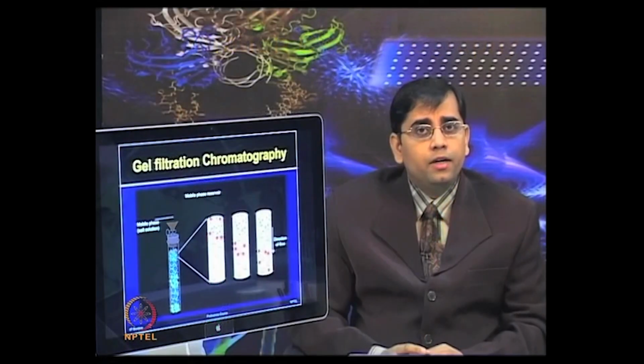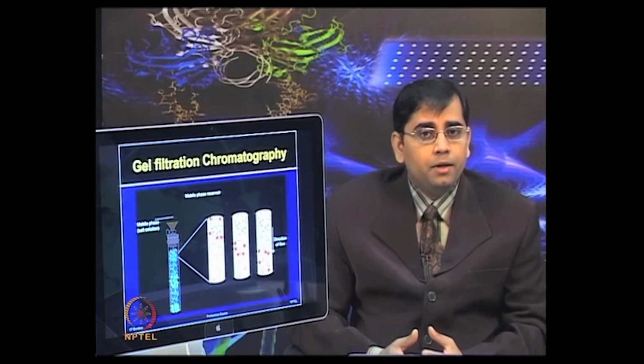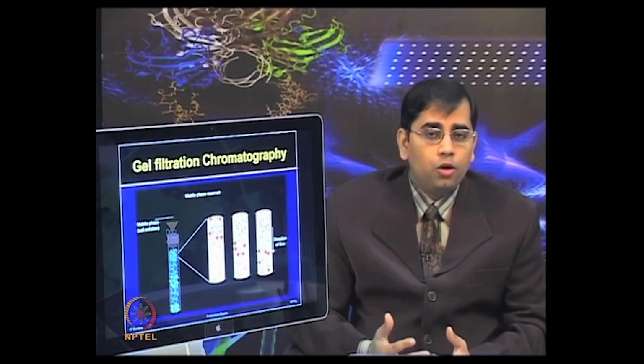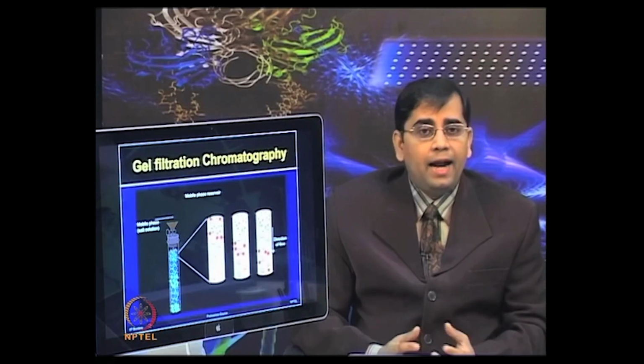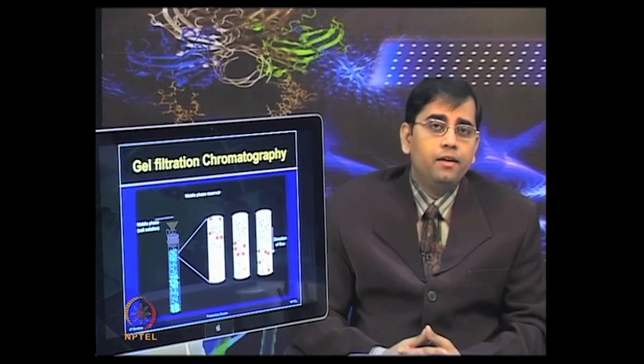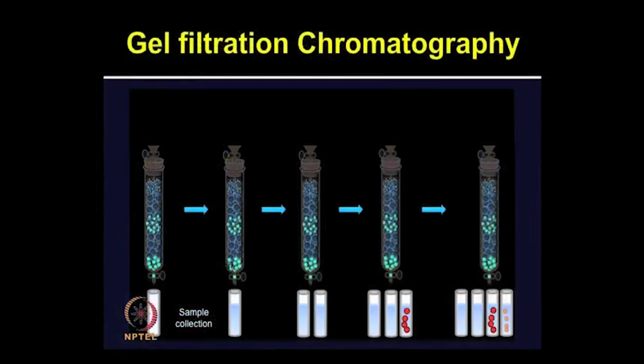Beads of different pore sizes can be used, or retention time can be increased by increasing the column length or decreasing the flow rate, to achieve higher resolution of proteins. After these steps, the fractions are collected and analyzed for the protein content. So, you can expect that larger proteins will elute first, and then the small molecules will be eluted later.